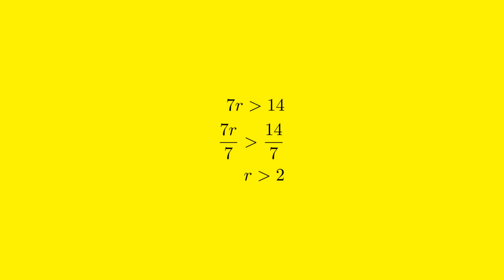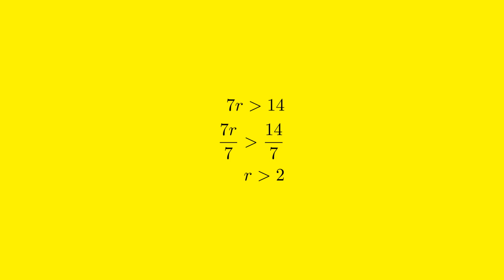So after dividing both sides by 7, the inequality becomes r greater than 2. By dividing both sides of the inequality by the same number, in this case 7, we ensure that the inequality remains balanced. This step is essential because it allows us to solve for r directly. Since we have isolated r and simplified the inequality, this is the final step. The solution to the inequality in inequality notation is r greater than 2.